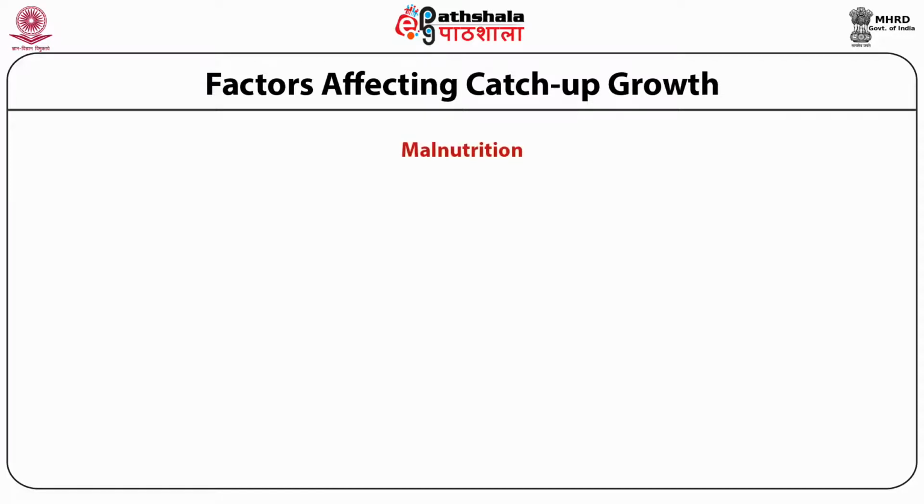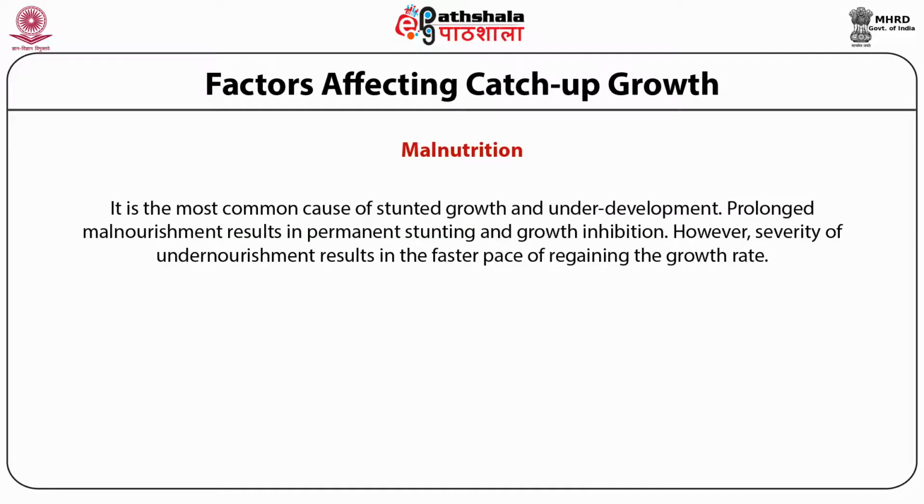First, malnutrition. It is the most common cause of stunted growth and underdevelopment. Prolonged malnourishment results in permanent stunting and growth inhibition. However, severity of undernourishment results in the faster pace of regaining the growth rate, whereas undernutrition in the initial stages of life may have very harmful effects on the growth of a child, leading to slow growth initially and later leading to underdevelopment. Next is celiac disease.